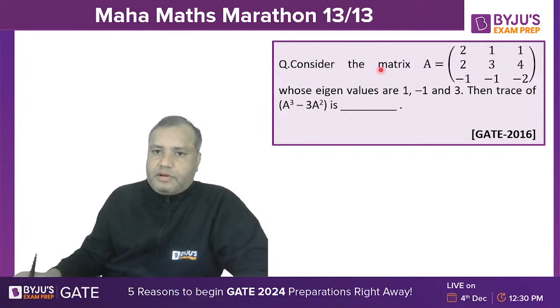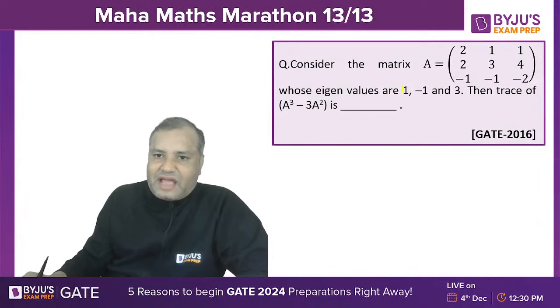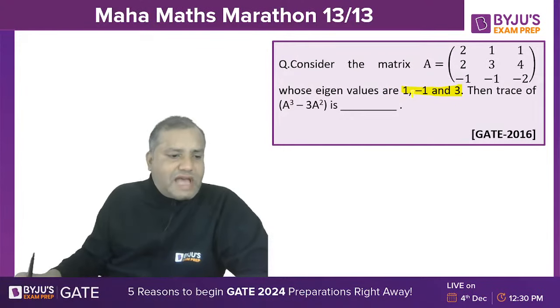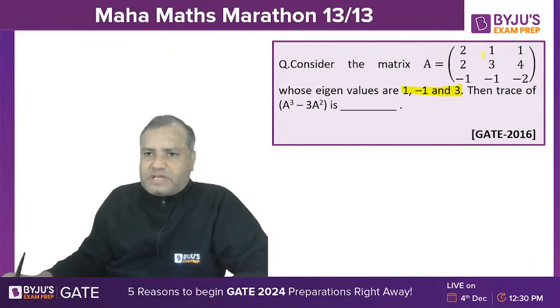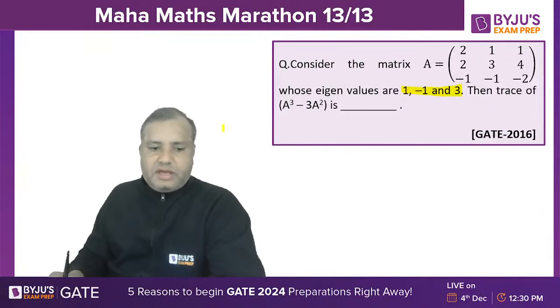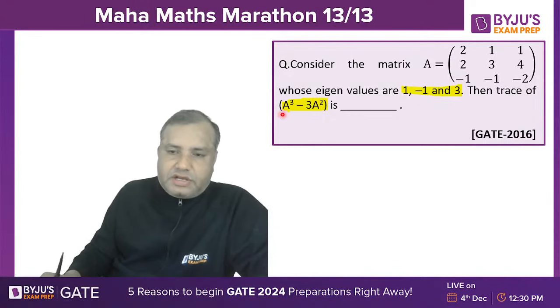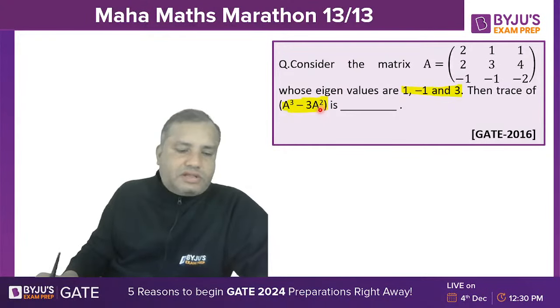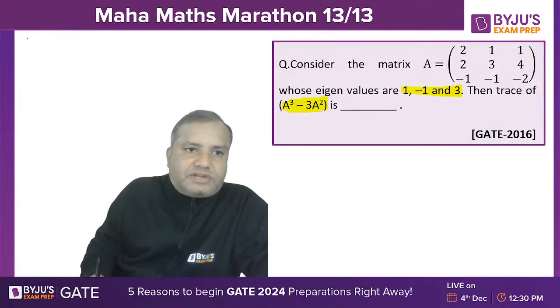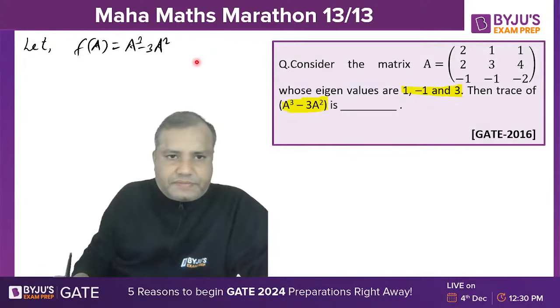They have given you a matrix, but at the same time, they have given you the eigenvalues also. So once eigenvalues are known to you, no need to observe even the elements of this matrix. We can do our job with this. So students, for this matrix, we want the trace. To find the trace of this matrix, we want the eigenvalues of this new matrix. I am just denoting this, A cube minus 3A square, by f of A.